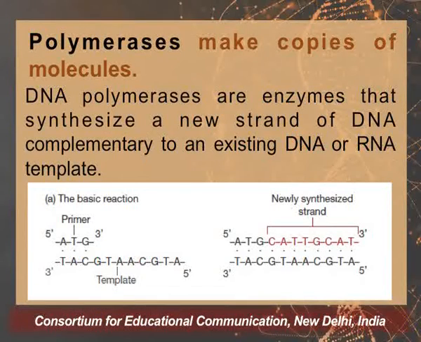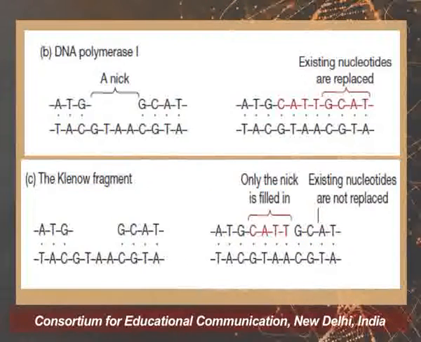Now, we come to the polymerases that make copies of the DNA molecules. DNA polymerases are the enzymes that synthesize a new strand of DNA complementary to an existing DNA or RNA template, and we have talked about them in detail in molecular biology when we discussed DNA replication. The intact DNA polymerase has a 5' to 3' nucleotide synthesis activity as well as a 3' to 5' exonuclease activity.